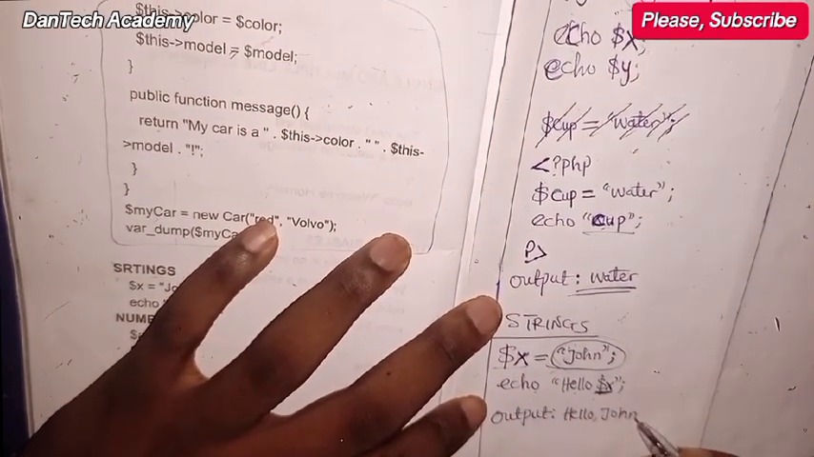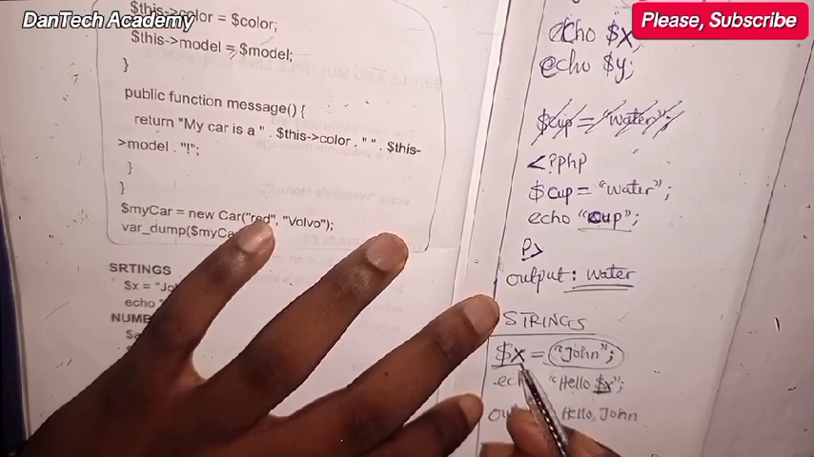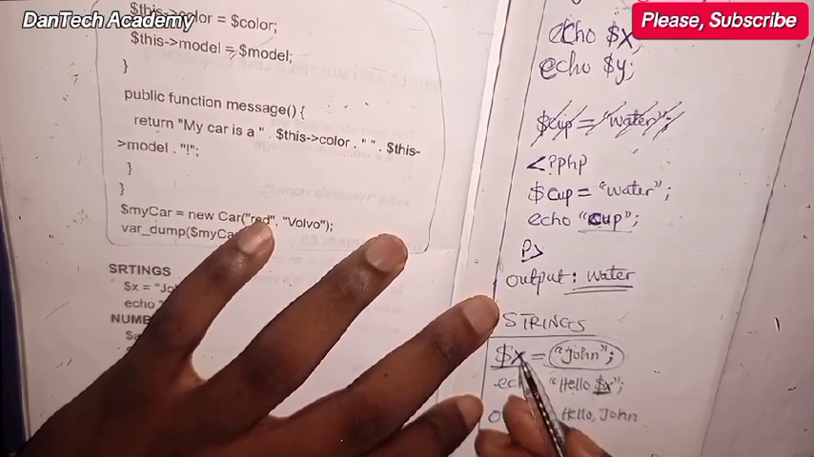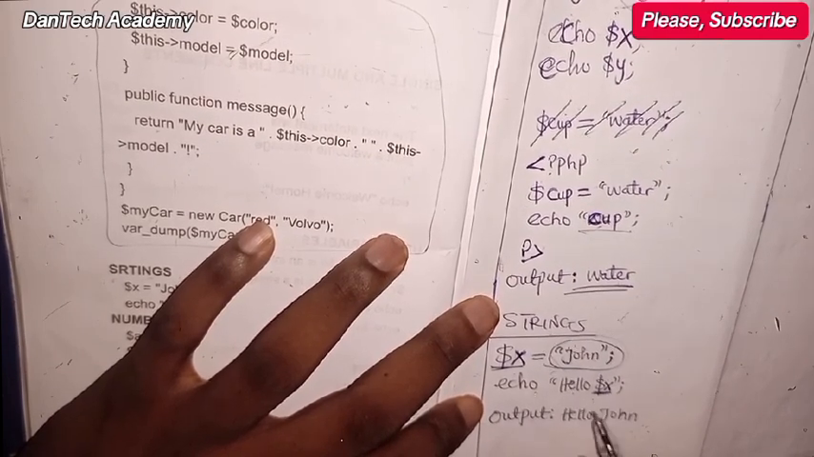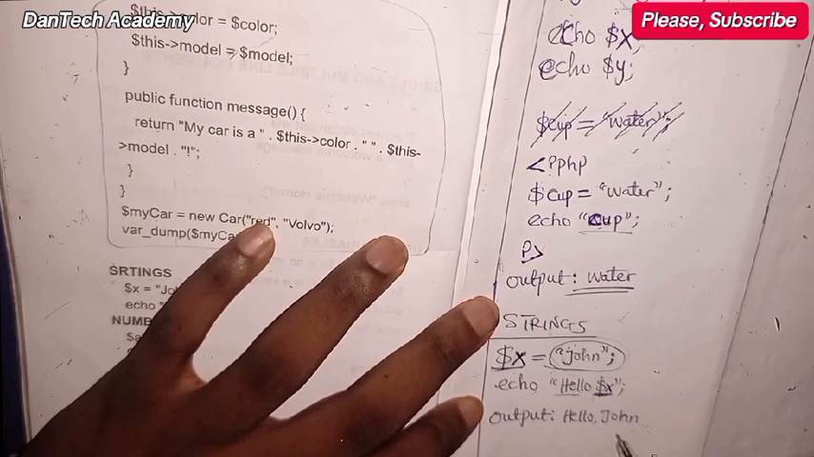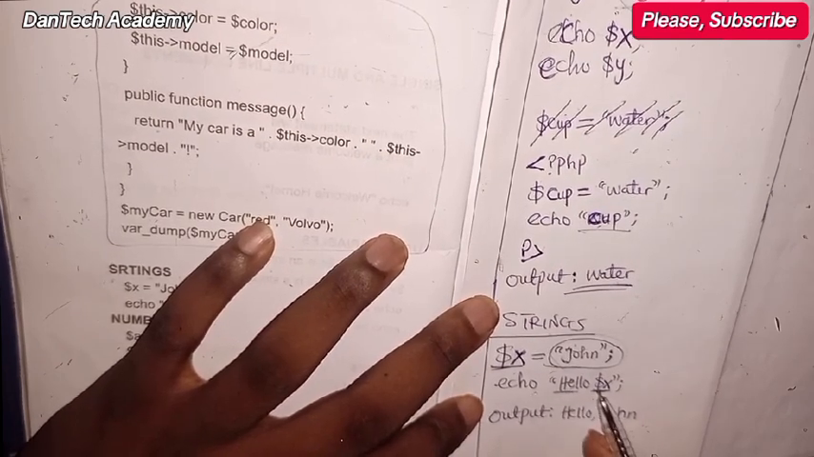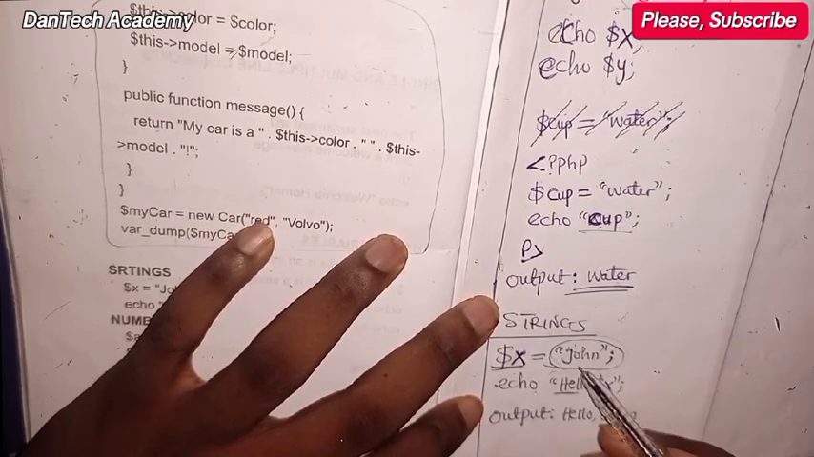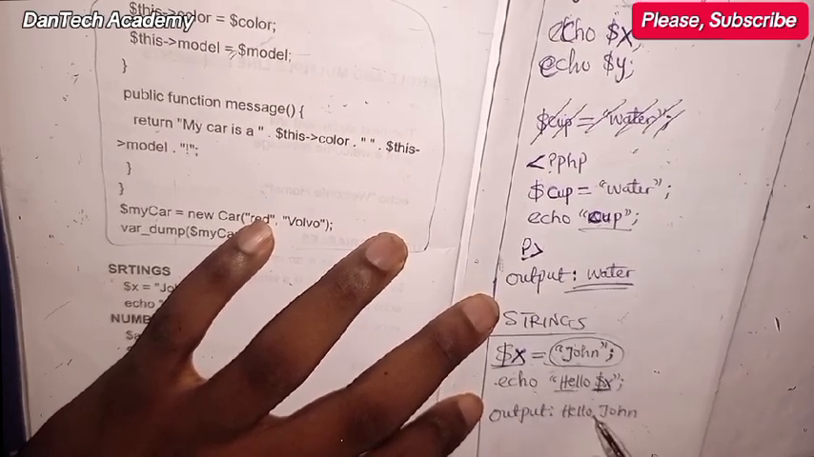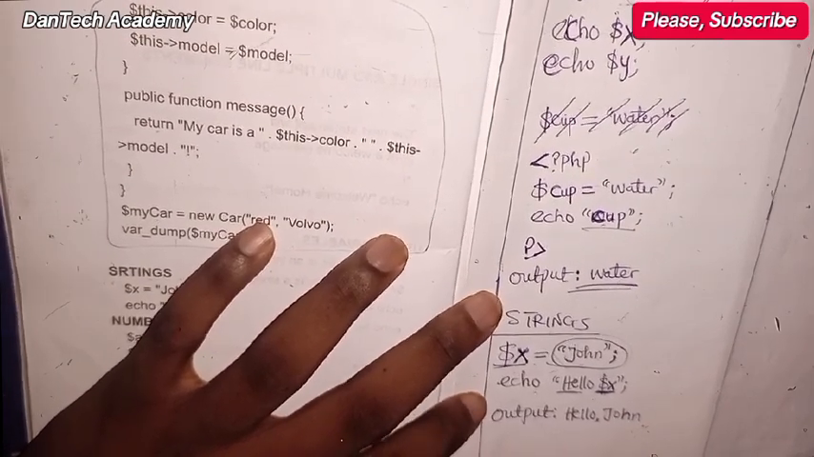Hello John is our output because we already stored the name John, which is a string, inside this variable. So when we echo this variable alongside hello, it understands that you are echoing hello, and also this variable has been declared and you assigned John as the name inside. So it's going to give you hello John. That is your answer for that.